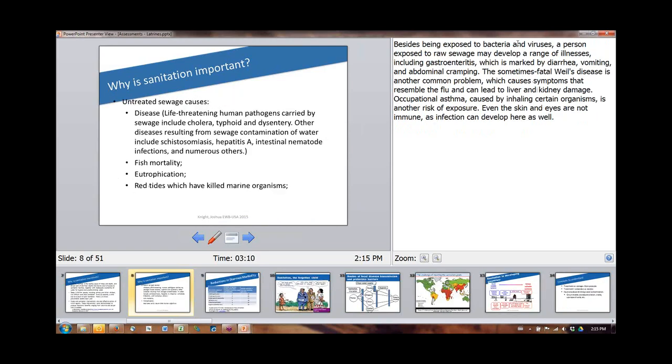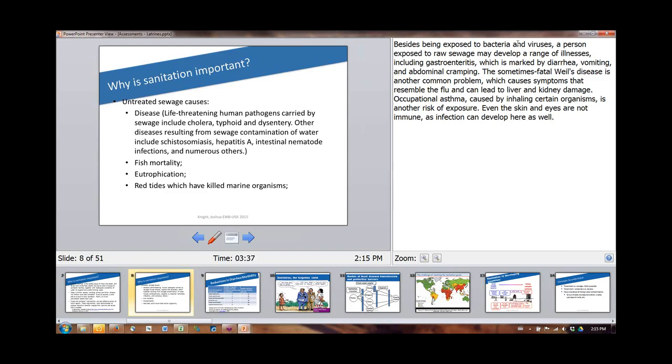Okay. So why is this important? Well, untreated sewage is nasty. That's why we are so intrinsically afraid of it. We don't want to get near it. That's good. That helps us stay healthy. It has so many diseases in it, as listed here. It can also cause fish mortality, eutrophication, which is like a deadening of a water body.